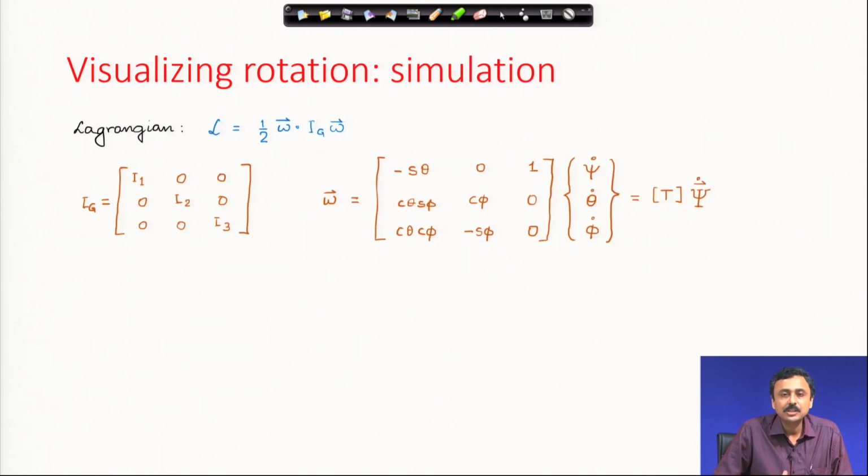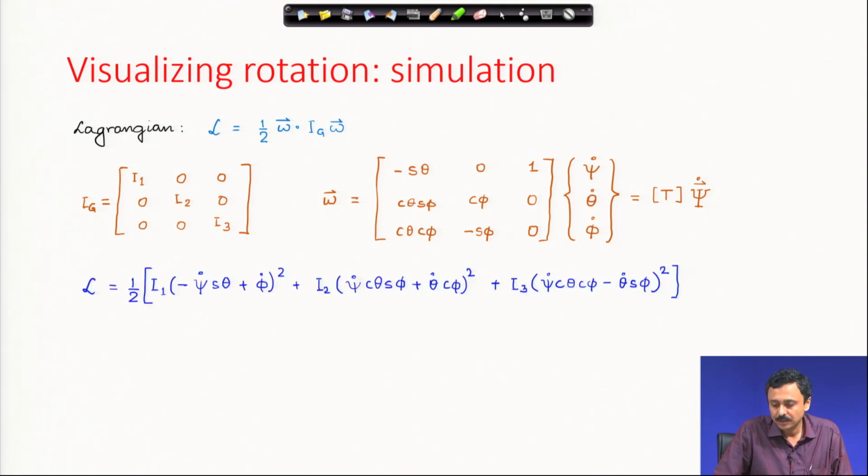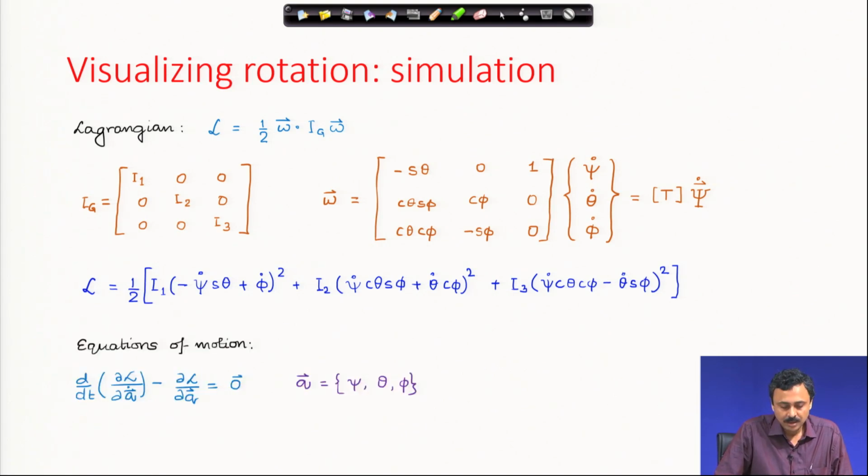Now, we write down the Lagrangian using the moment of inertia tensor and this representation of omega in terms of the roll rate, yaw rate, pitch rate, etc. This is the Lagrangian, and the equations of motion can be very easily obtained by using Lagrange's equation of motion. The generalized coordinates are psi, theta and phi. You have 3 equations of motion.